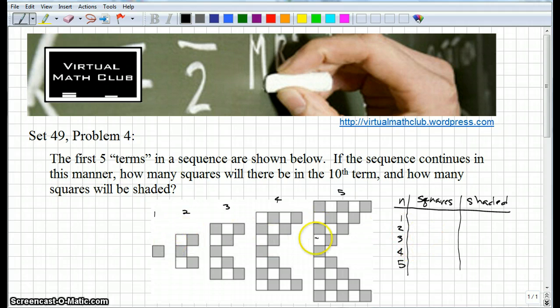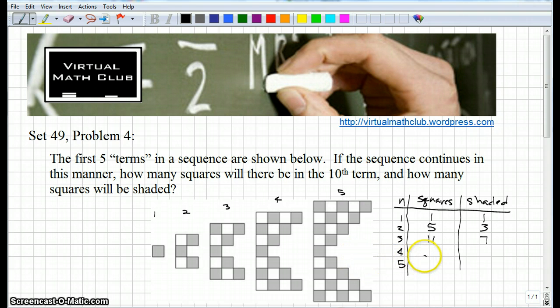Alright, so in the first term we've got 1 square and 1 shaded. In the second term, what have we got? We've got 5 squares, and we have 3 of them shaded. The third term, we have the original 5 plus 6 more, so we have 11 total squares. And it looks like we have 4 more shaded squares, so this is going to be 7.